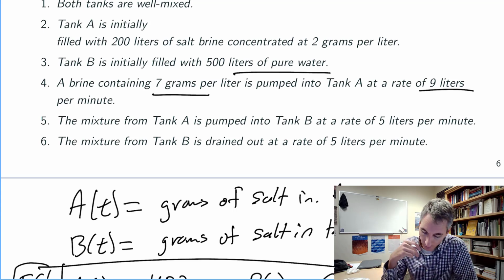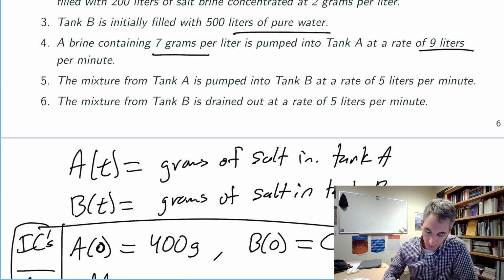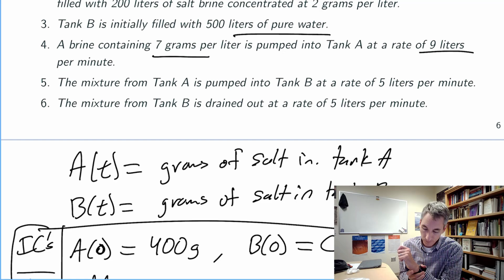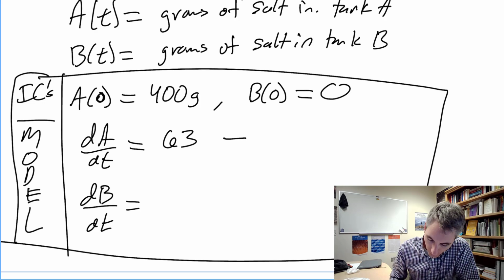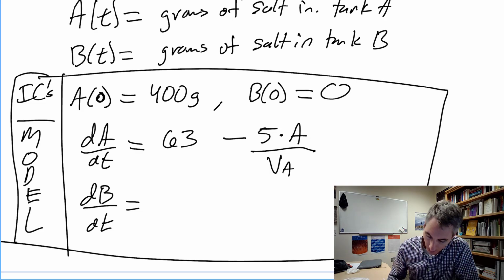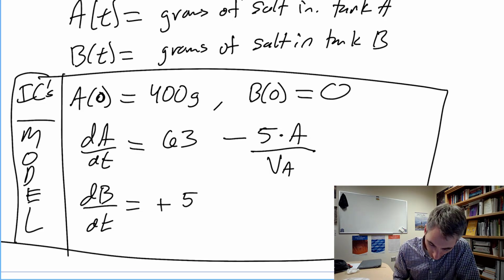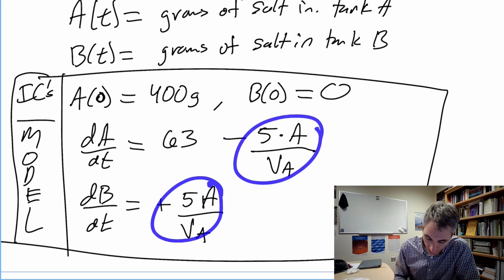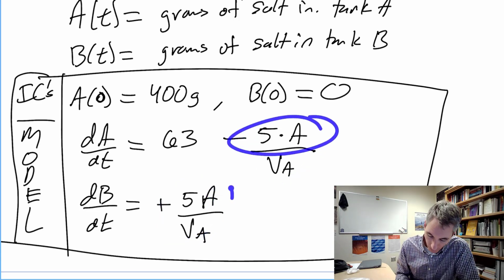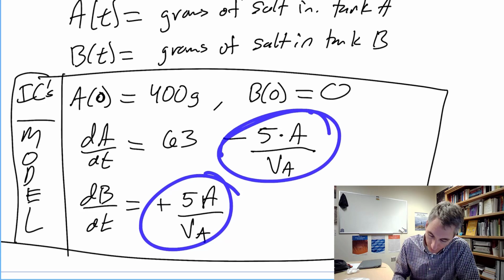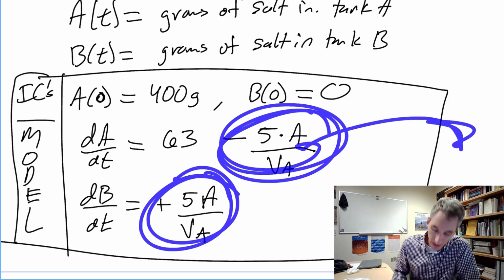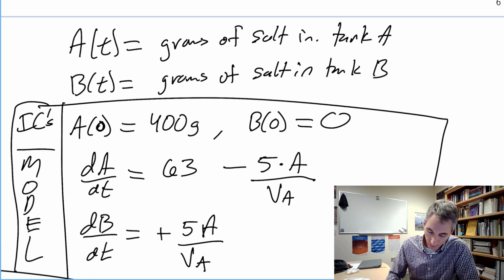The mixture from tank A is pumped out into tank B at a rate of 5 liters per minute. So tank A is losing 5 liters per minute of water from A to B. So we're going to lose 5 liters per minute times A over the volume of A. And that's going to go into tank B, so that's 5A over VA, right? Every bit of salt that left A went into B, right? A into B. So this is a -5, that's a +5. It's the same thing, right? This is salt. It left. Where did it go? Into B. So those things are the same.